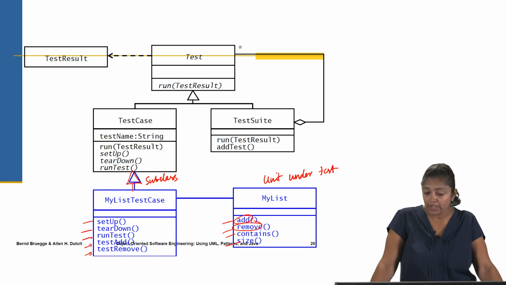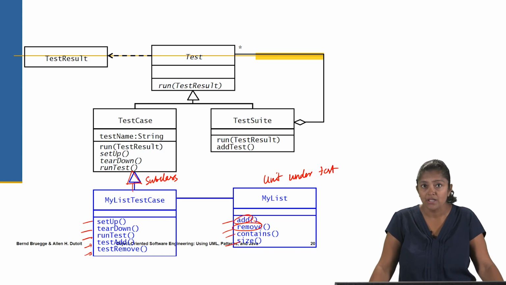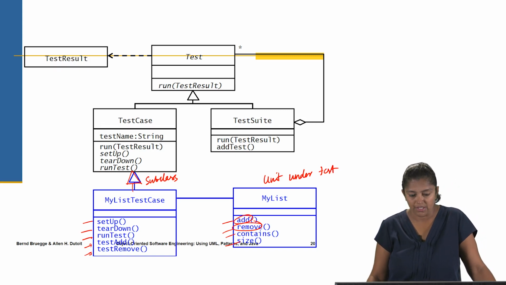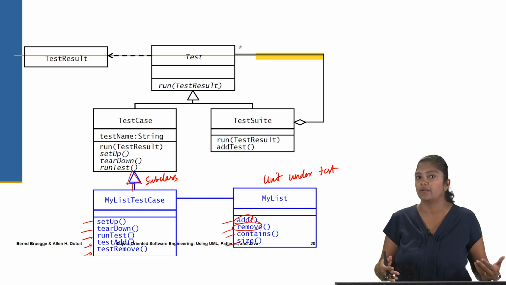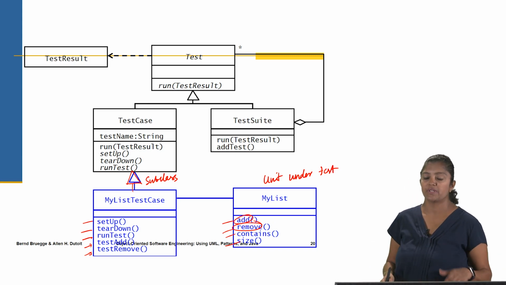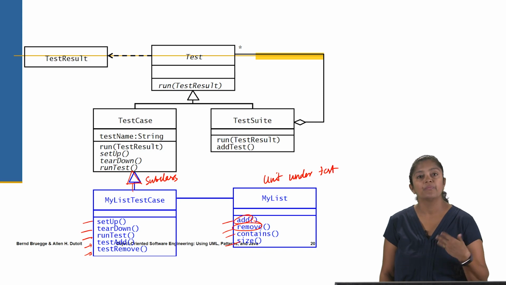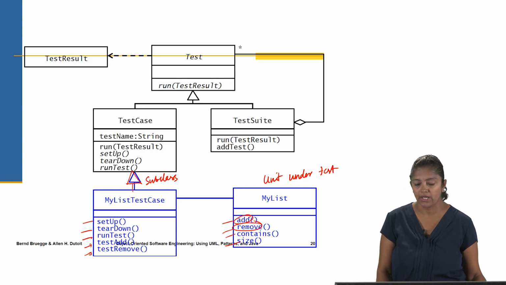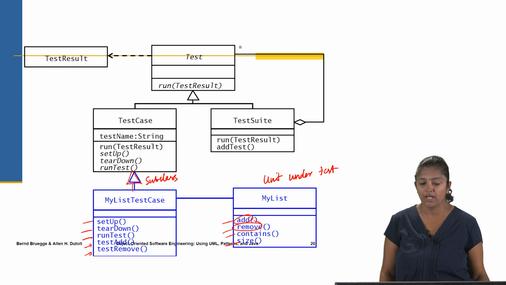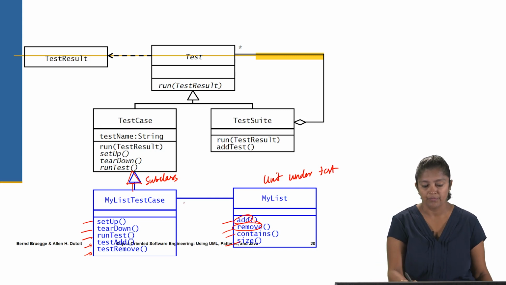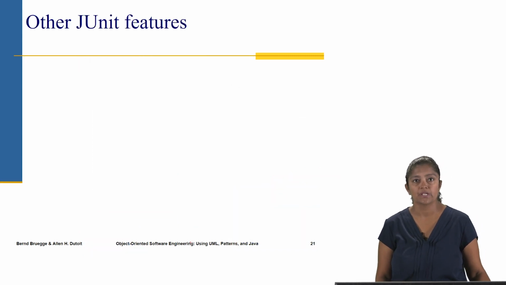Now I'm not including test contains and test size for a reason. The reason is that both contains and size will get tested as a part of add and remove. So they will get called when the add and remove functionality is called. So I'm not specifically writing a separate test method for contains and size. So that's how JUnit testing is done, and then in another video we'll show how you use JUnit with Eclipse in order to write a test class of this kind.